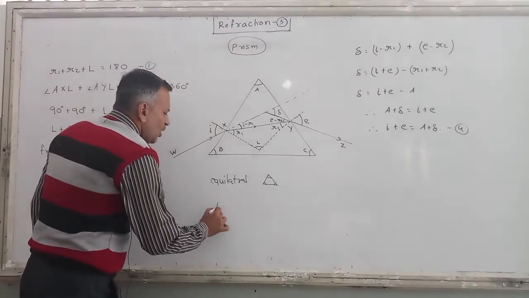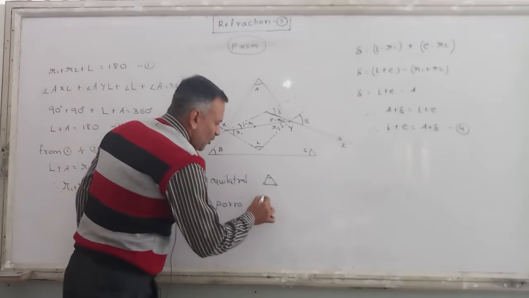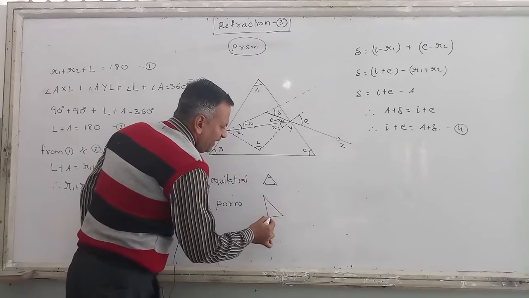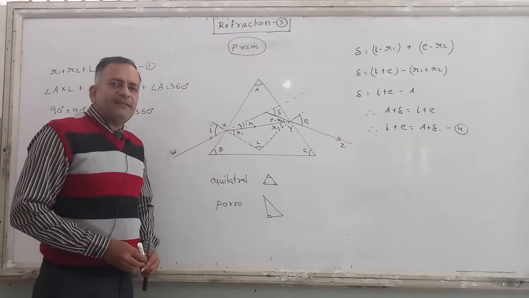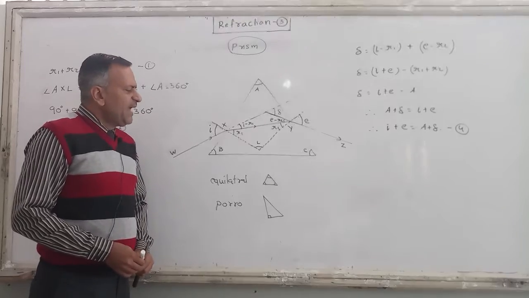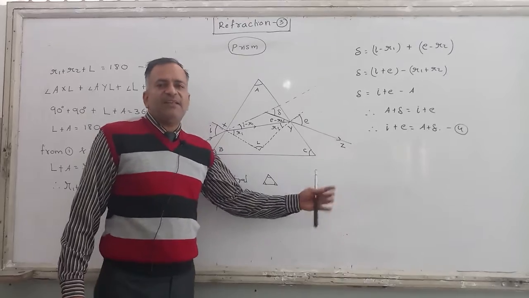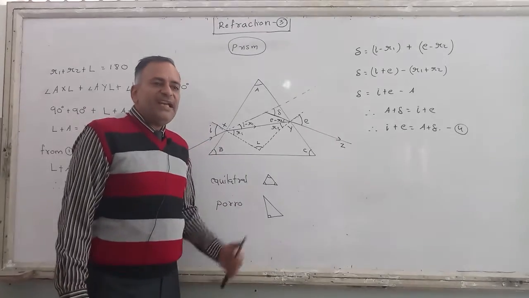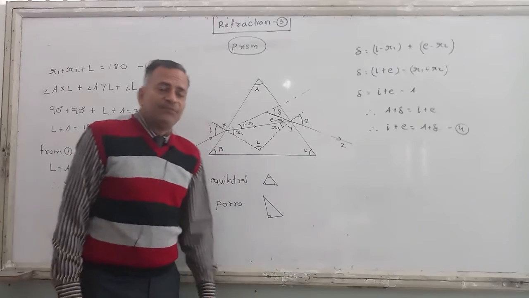Then we have the Porro prism. Now what is this Porro prism? The Porro prism is just a prism having one of the angles equal to 90 degrees. What if the angles are 45, 45 and 90? It is a Porro prism. If the angles are 60, 30 and 90, it is again a Porro prism.